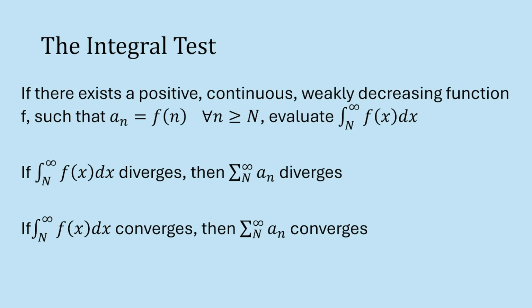If there exists a positive, continuous, weakly decreasing function f such that a sub n can be turned into some function of n for all n greater than or equal to big N, then evaluate the integral from big N to infinity of f of x dx, where f of x is just our sequence, but we've replaced the dummy variable n with x. If this integral is divergent, then our sum is divergent. And if it's convergent, then the sum is also convergent, right? And we just gave an intuitive little graphic as to why that is.